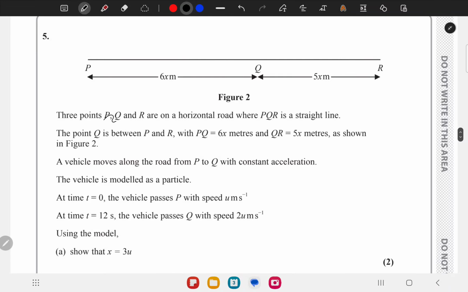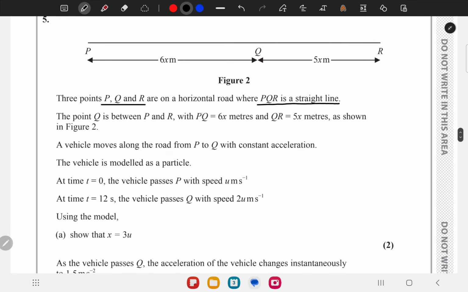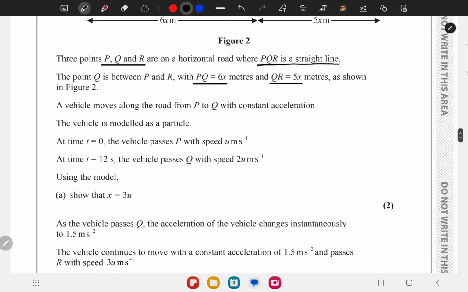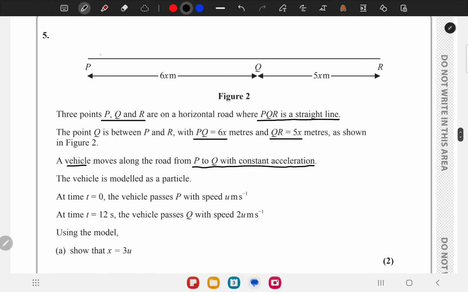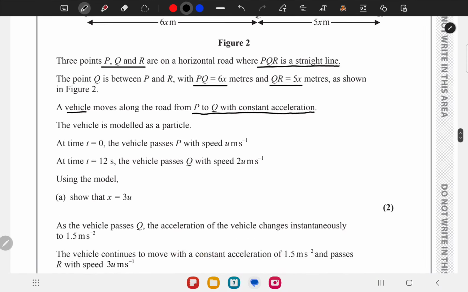Now in this question we are given 3 points P, Q and R which are on a horizontal road with PQR being a straight line. We are given the distance PQ which is 6x meters, the distance QR which is 5x meters. Then we are told a vehicle moves along this road from P to Q with constant acceleration. So this part is constant acceleration.